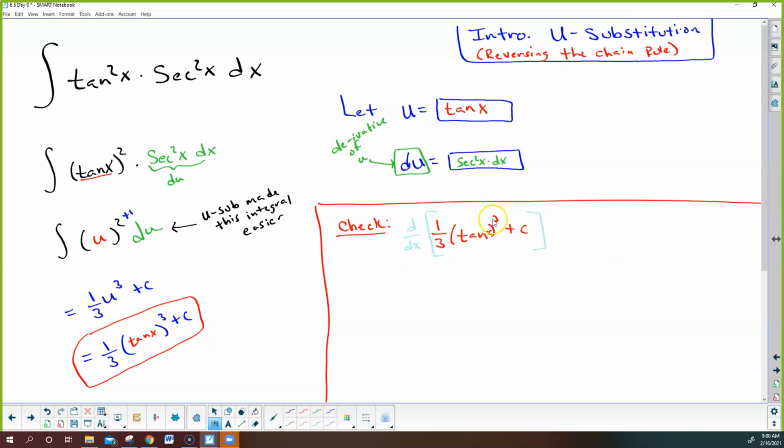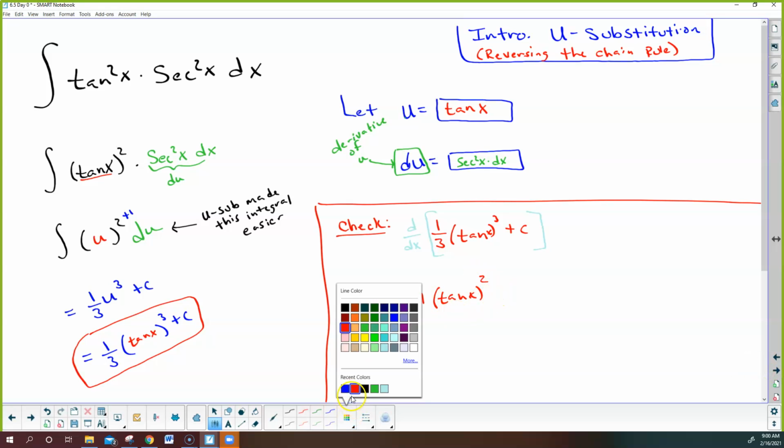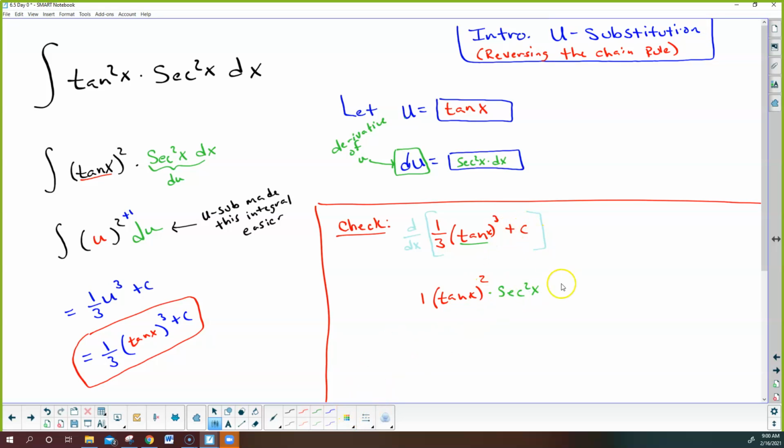We're going to keep the inside, and this 3 is going to come down. Well, 3 times 1/3 is 1, which we don't have to write. And then it's tangent of x, and we take 1 away. However, when I take 1 away, I get a 2. And then we have to times by the derivative of the inside, and the derivative of tangent is secant squared. And then the derivative of the plus c is 0. Right? We don't put the 0 here. You can if you want to. And then if I clean that up, I don't need the 1 here.